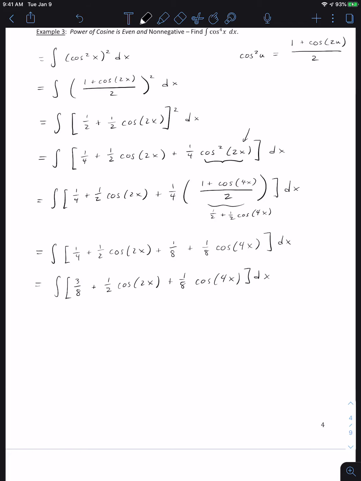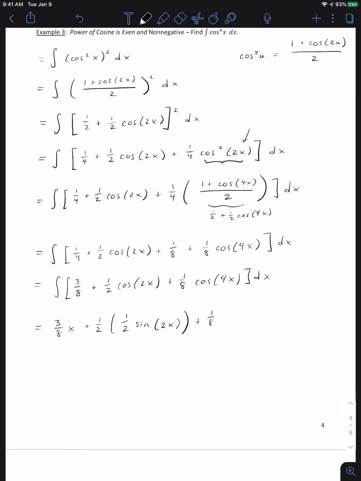And now I can individually take these antiderivatives. So here I get 3/8 x plus, remember, the 1/2 hangs out for the ride. If I were to take the derivative of cosine of 2x, I'd need to do the chain rule and chain on 2x. So to undo that for the antiderivative, I need to chain on the opposite of multiplying by 2, so I divide by 2. Then the antiderivative of cosine is positive sine, and I leave the inside alone, so 2x goes inside there. And then plus 1/8, and same thing: we have 1 over the derivative of the inside of the function. The antiderivative of cosine is sine, and we leave that 4x alone, plus c.